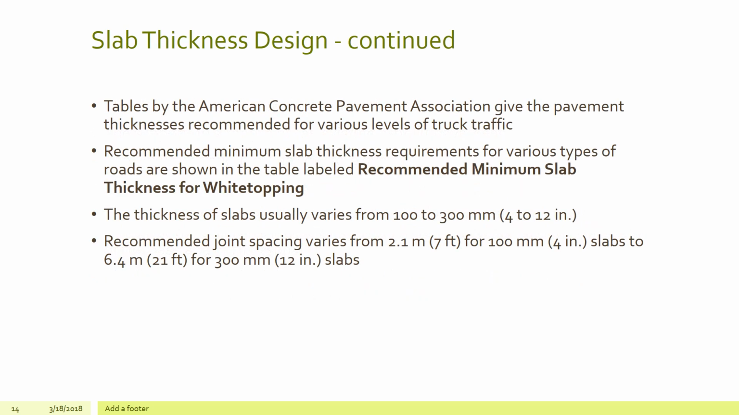Tables by the American Concrete Pavement Association give the pavement thicknesses that are recommended for the various types of truck traffic that we're going to have. Recommended minimum slab thickness requirements for various types of roads are shown in the tables provided within the PowerPoint presentation and are labeled recommended minimum slab thickness for whitetopping. The thickness of the slabs usually varies from about 4 to 12 inches. Recommended joint spacing varies from 7 feet for 4-inch slabs to 21 feet for 12-inch slabs.